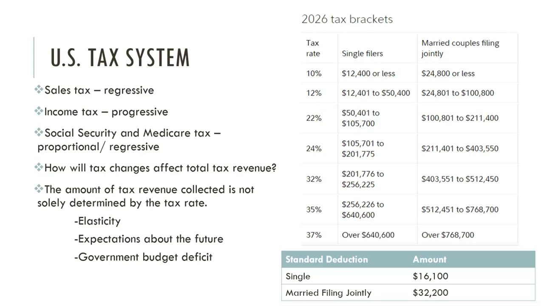How do tax changes affect total tax revenue? It really just depends. Sometimes increasing tax rates reduces the amount of taxes the government collects. Sometimes lowering tax rates increases the amount of taxes people collect. It depends on elasticity, so how sensitive people are to tax rates, expectations about the future, expectations about the government budget deficit and debt and spending. Unfortunately, we don't have a lot of time to get into this right now, but there's a lot of strategy and theory about that optimal tax rate.